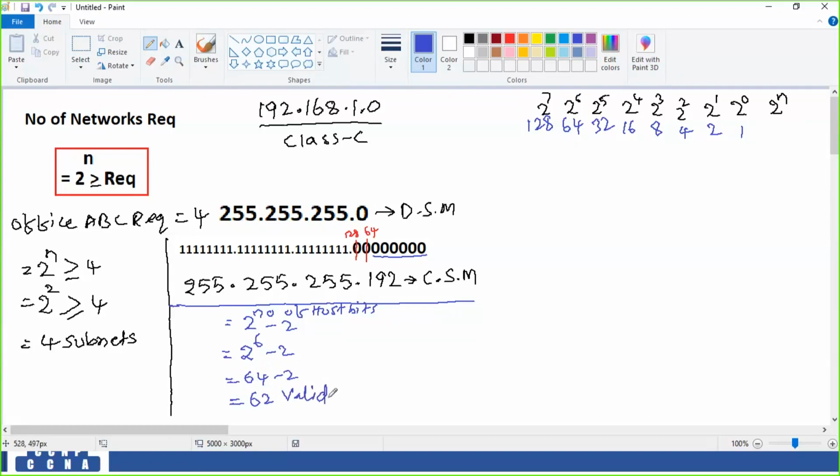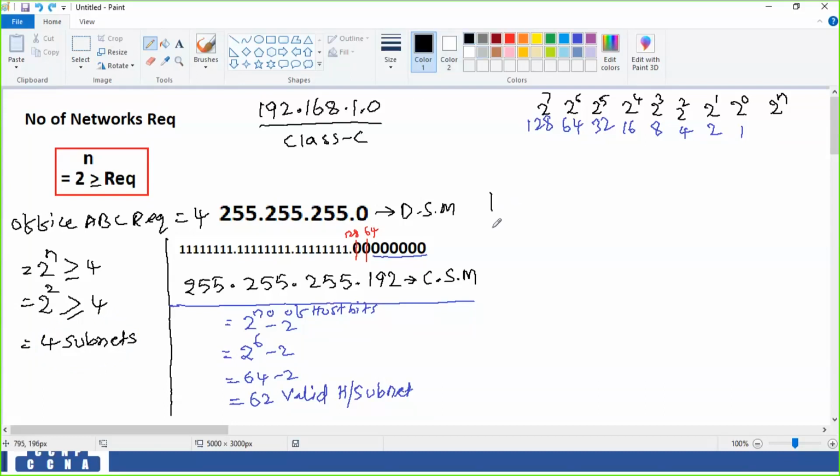64 are available. How many can we use? Minus 2 IPs. So minus 2, 62 valid host IPs for each subnetwork. For each subnet, how many usable IP addresses? 62. So how many subnets are available? 4 subnets. For each subnet, 62 usable IP addresses are available.